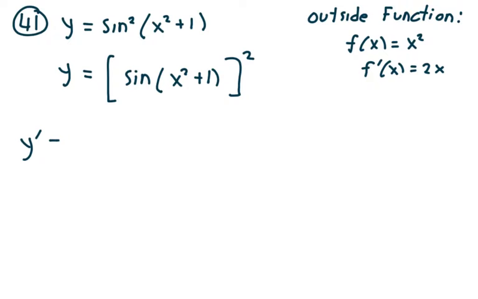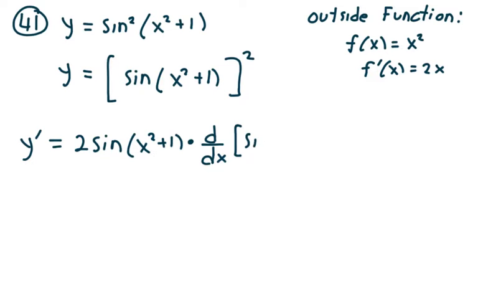So when I want y prime, I'm going to take 2 sine of x squared plus 1. But remember, you're taking the derivative of the inside function, which in this case is sine of x squared plus 1. So you're taking the derivative of sine of x squared plus 1 with respect to x. This is one of those interesting ones, because to take the derivative of sine of x squared plus 1 with respect to x, you have to apply the chain rule again. So this is what I mean about peeling the onion.